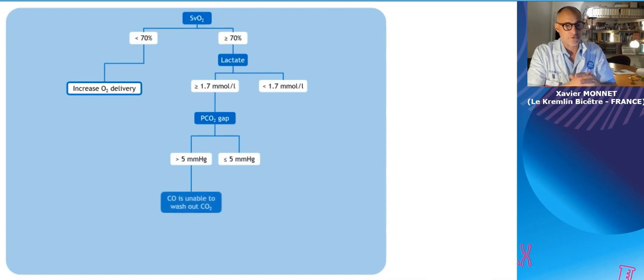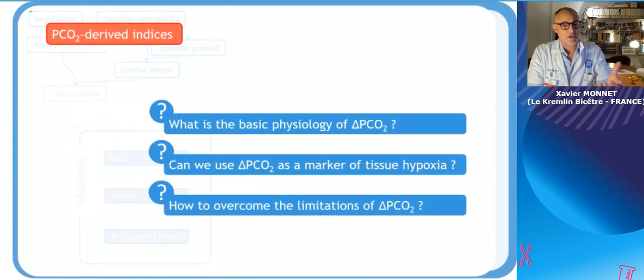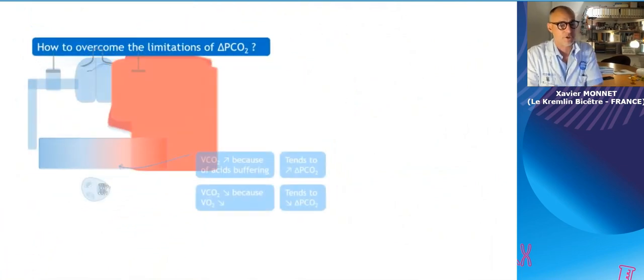If the PCO2 gap is high, it might be a good option to increase cardiac output, and we may follow the treatments aiming at increasing cardiac output with the PCO2 gap. But basically, there is a limitation for considering the PCO2 gap as a marker of tissue hypoxia.